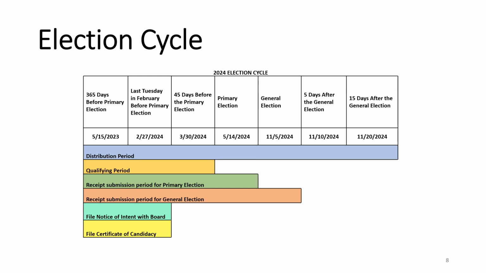Qualifying period. This is the period during which candidates may submit receipts to the Board of Elections to become a certified candidate. The period begins on January 1, following the last election, and ends 45 calendar days before the primary election.